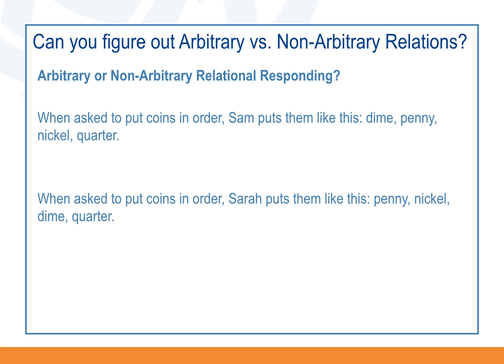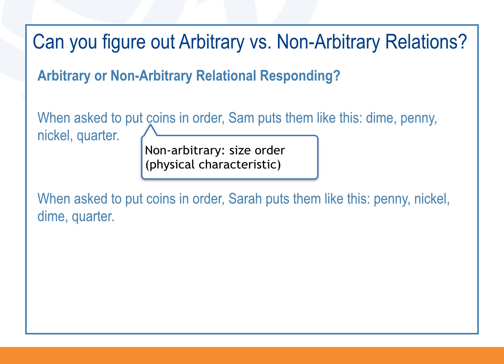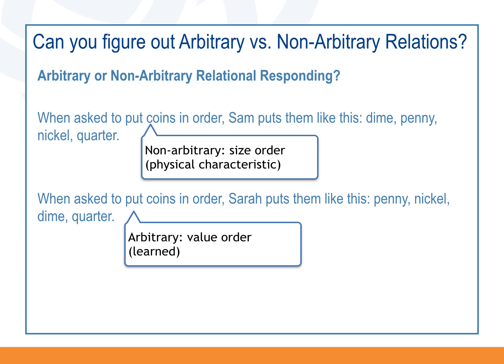Let's do a couple basic examples of arbitrary versus non-arbitrary relational responding. Looking at putting coins in order, when asked to put coins in order, there are two pretty obvious ways. Sam puts them dime, penny, nickel, quarter. Sarah, on the other hand, puts them penny, nickel, dime, quarter. So which one is arbitrary and which one is non-arbitrary? The first one would be non-arbitrary. It's put in order of size, just that basic physical characteristic. Therefore, the second one is arbitrary. It's the value order, which is something that is learned.